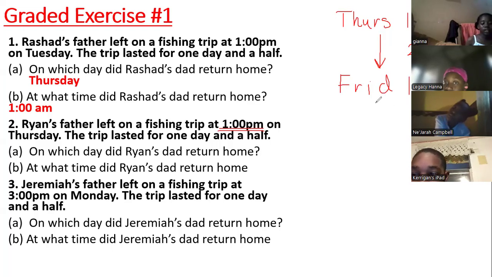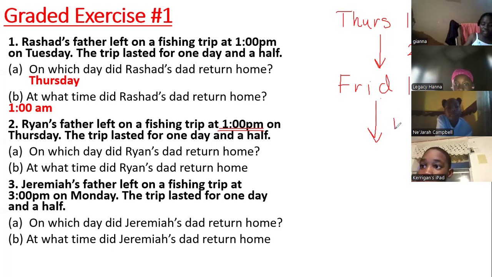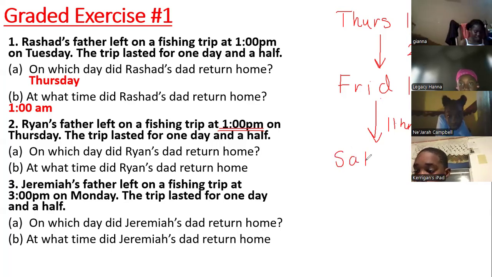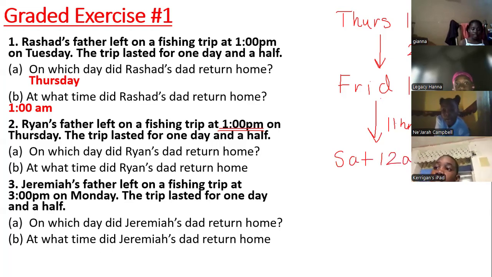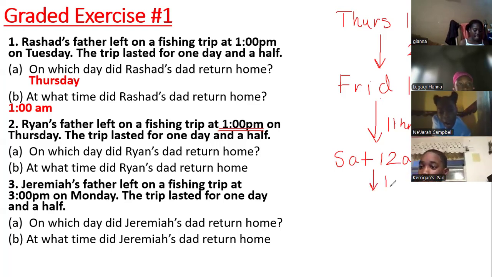Good. And then from Friday, but it says a day and a half. So that means we're going to add 12 hours, right? But first we're going to add 11 hours. And if we do 11 hours, that brings us to what? Saturday midnight, right? Saturday at 12 a.m. But we're not done because we have to add one more hour. And that's going to be what?